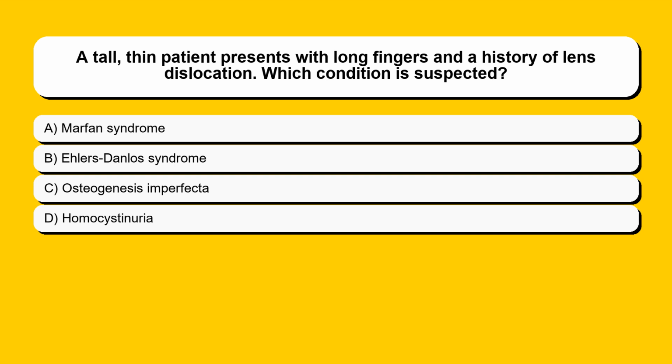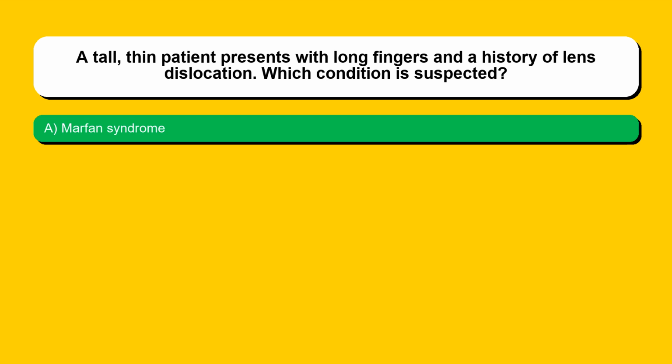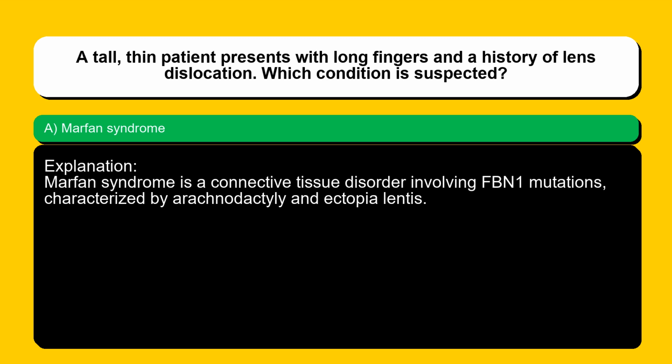Question 19. A tall, thin patient presents with long fingers and a history of lens dislocation. Which condition is suspected? Option A, Marfan syndrome. Option B, Ehlers-Danlos syndrome. Option C, osteogenesis imperfecta. Option D, homocystinuria. The correct answer is option A, Marfan syndrome. Marfan syndrome is a connective tissue disorder involving FBN1 mutations, characterized by arachnodactyly and ectopia lentis.